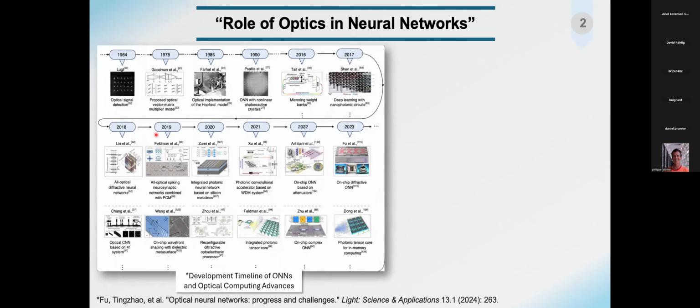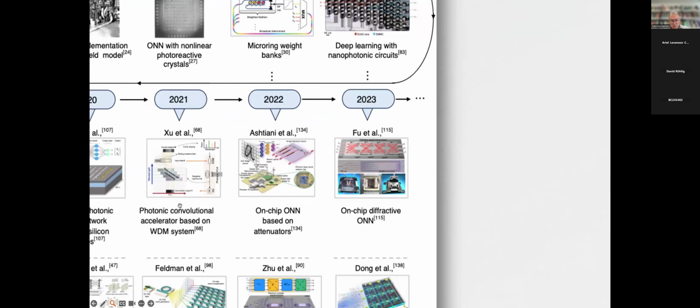I would like to kick off the webinar with this developmental timeline figure from the review paper "Optical Neural Networks: Progress and Challenges," published in Light: Science and Applications. This figure provides a compelling overview of the field's evolution, although I would point out that it's somewhat biased towards integration-focused milestones, reflecting the growing emphasis on compact and scalable hardware. I would just zoom in a little bit at the start.